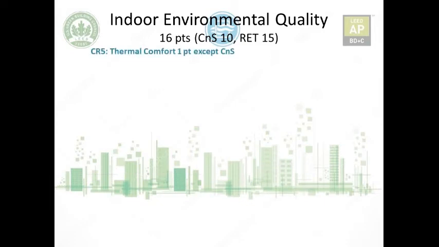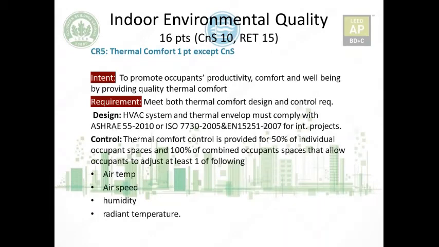Credit number 5, thermal comfort, 1 point for all adaptations except core and shell, because the spaces are not completed in core and shell. The intent is to promote occupants' productivity, comfort, and well-being by providing quality thermal comfort. Now, thermal comfort can be achieved by considering 6 primary factors during both building design and operation. These 6 environmental and personal factors include surface temperature, air temperature, humidity, air movement, metabolic rate, and clothing.